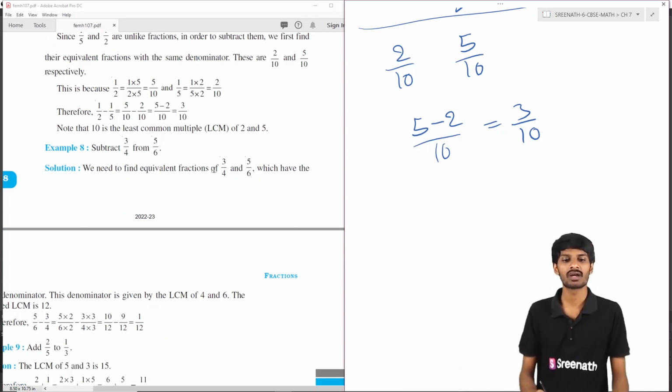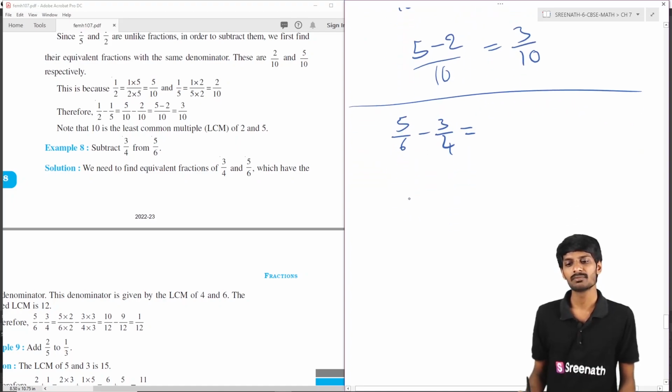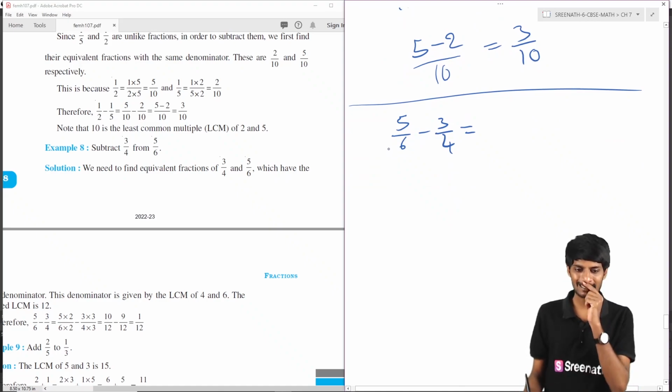Subtract 3 by 4 from 5 by 6. You have to subtract 3 by 4 from 5 by 6. That is 5 by 6 minus 3 by 4. How will you do it? Simply, first you have to find the common multiple, the LCM, students.